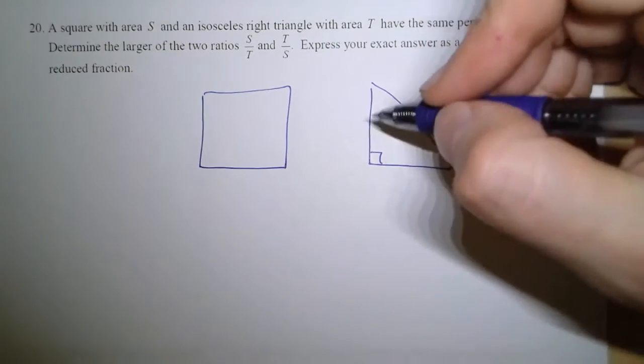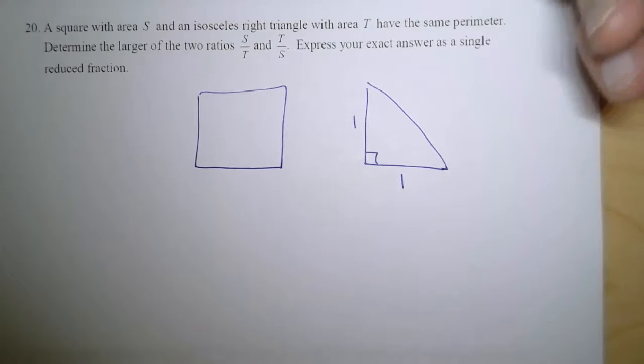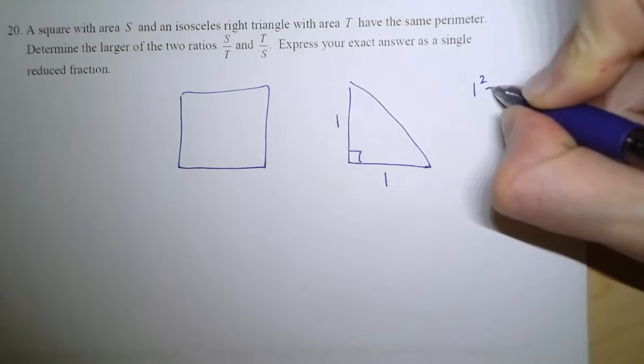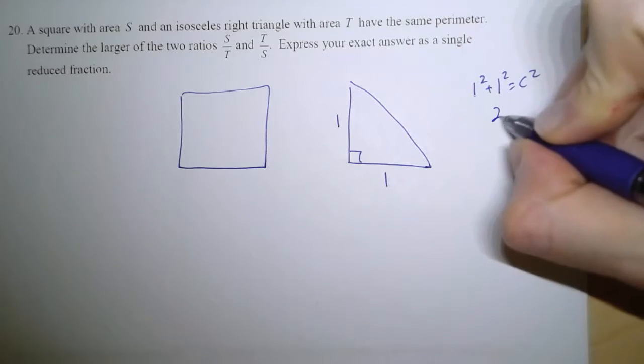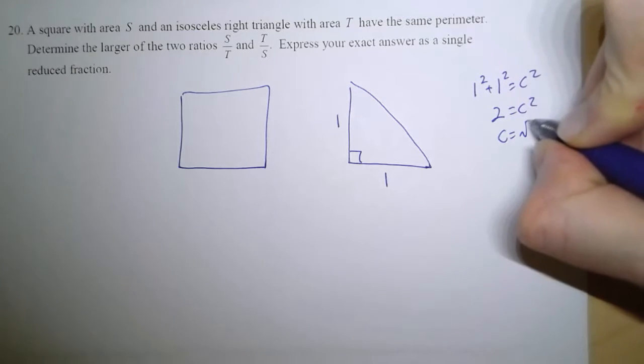Now, I'm going to start with the isosceles right triangle. Let's say that these two sides are 1. Then what's the length of the hypotenuse? Well, using the Pythagorean theorem, that would be 1 squared plus 1 squared equals c squared. So that's 2 equals c squared. So that means c equals square root of 2.